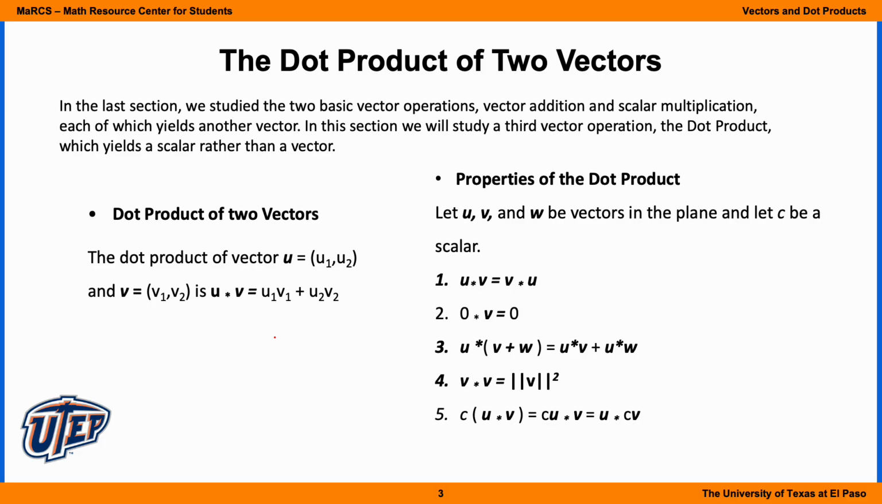Now for the third property, we have u dot (v plus w) is equal to u dot v plus u dot w. So this is the distributive property. Now for the fourth one, we have v dot v is equal to the magnitude of v squared. So for any dot product of a vector and itself, we just find the magnitude and then we square it. And then for the last property, we have c times (u dot v) is equal to (c times u) dot v, and that is equal to u dot (c times v). And this is the associative property.